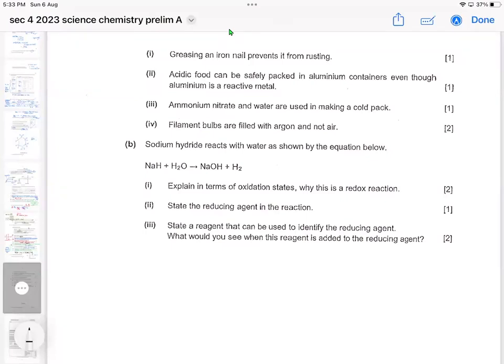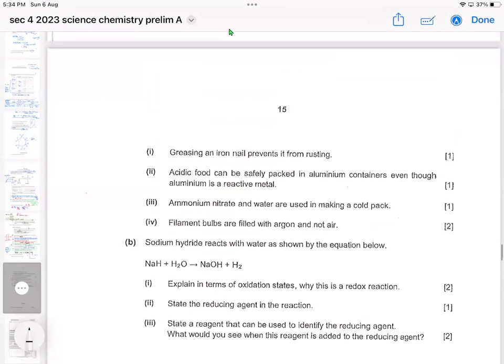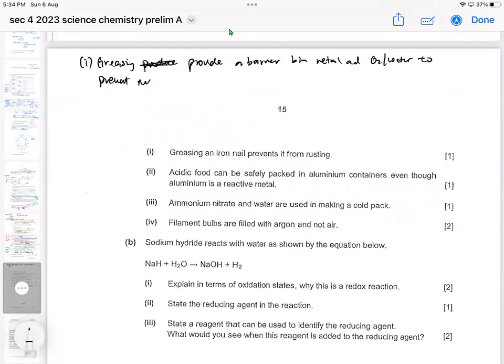Greasing. So greasing will be oil. Oil will be forming a barrier. So for part 1, we'll say it produces, provides, a barrier between the metal and the oxygen and water. Prevent rusting.